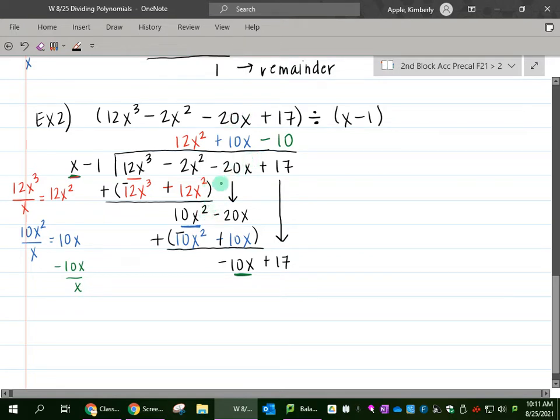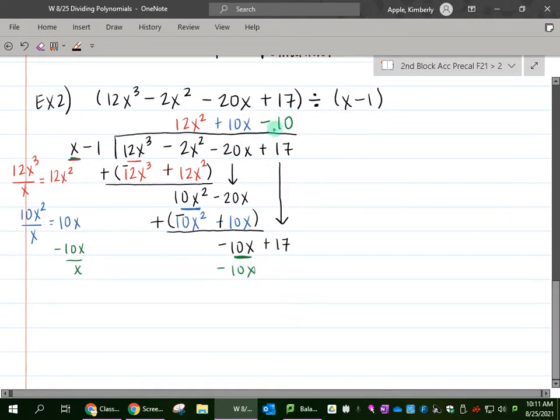And now we'll multiply again because the division part is over. So negative 10 times x, negative 10x. Negative 10 times negative 1 is positive 10. Now we're again ready to subtract. Distribute the negative. That drops out. This is a positive 7. Does x go into 7? No, so this is my remainder.